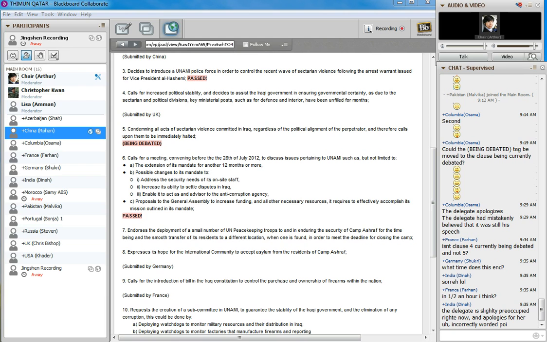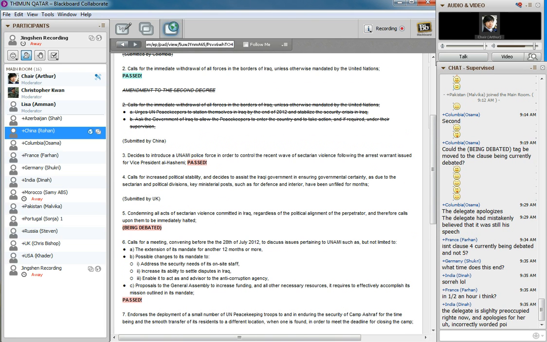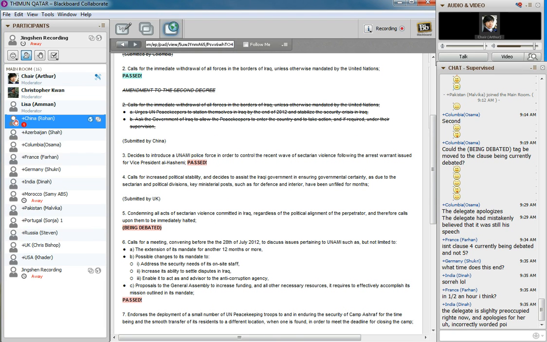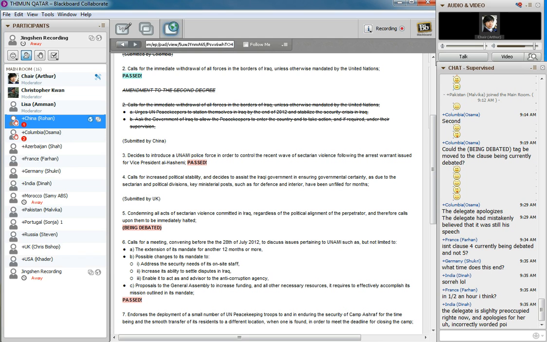Thank you. Time for this amendment to the first degree has now elapsed. We'll now move directly into time again. Also, just note to the delegates, clause 2, which was submitted by China, was in fact vetoed by the delegate of the United States of America. The chair stands corrected and apologizes for his mistake. Are there any delegates that wish to speak against this amendment to the first degree submitted by the delegate of the UK? Delegate of China, you can recognize.